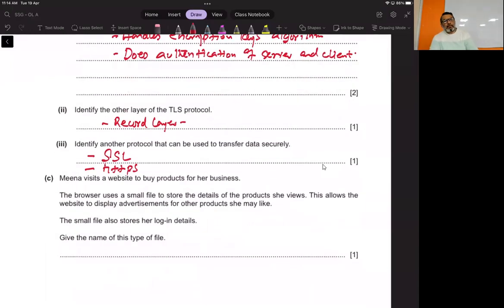Meena visits a website to buy products for her business. The browser uses a small file to store the details of the products she views. This allows the website to display advertisements for other products she may like. The small file also stores her login details. Give the name of this type of file. This is cookies.